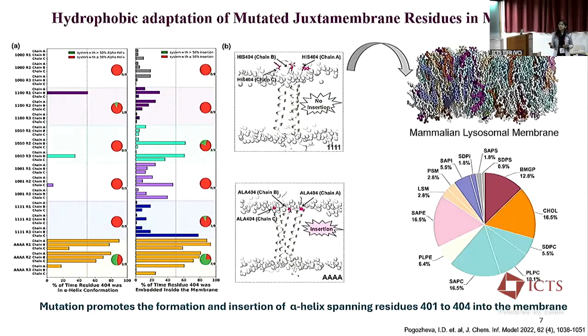And this was very interesting to see. This juxtamembrane residue, KHHH, on mutation forms an alpha helix. You can see the red dots form an alpha helical segment, and that alpha helical segment gets embedded inside the membrane.